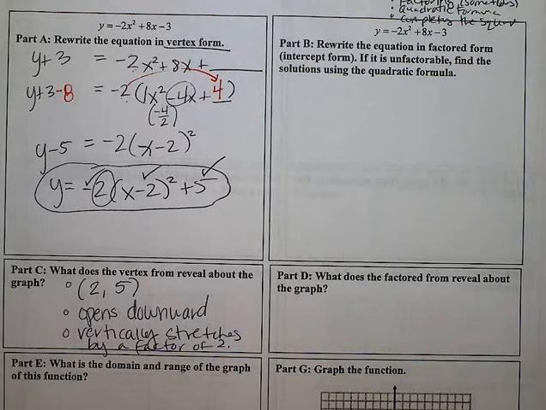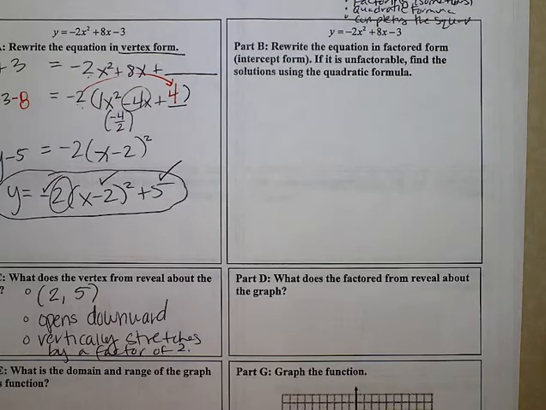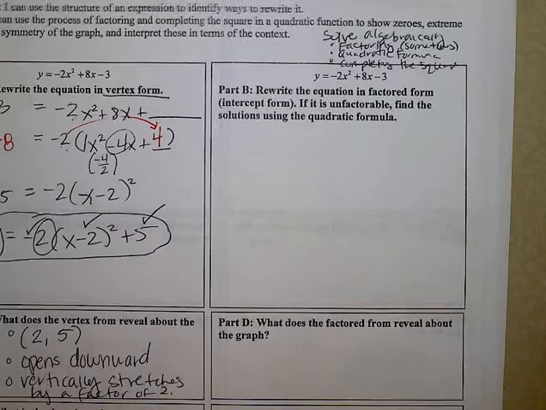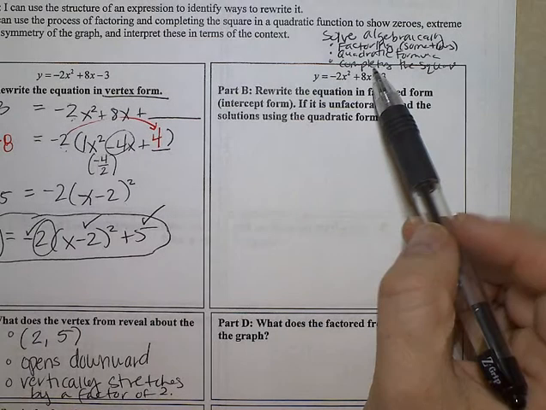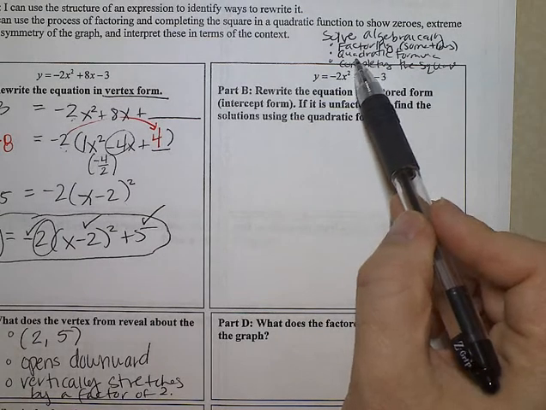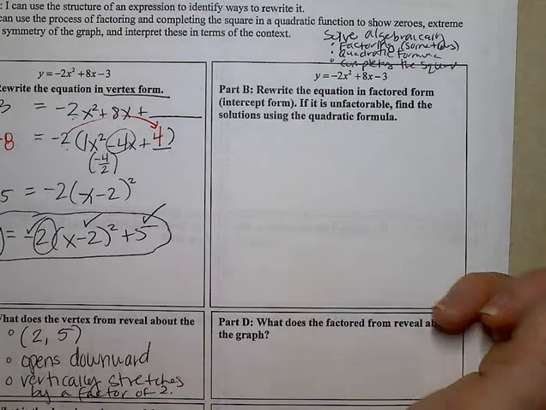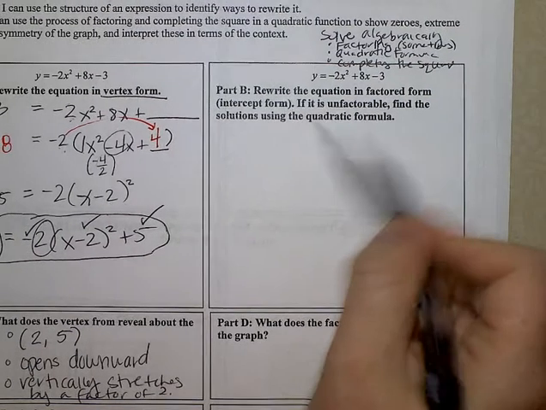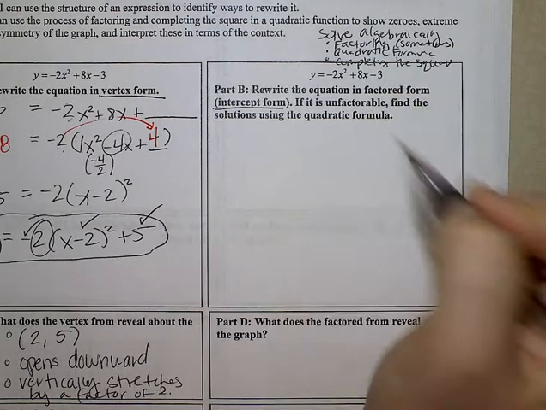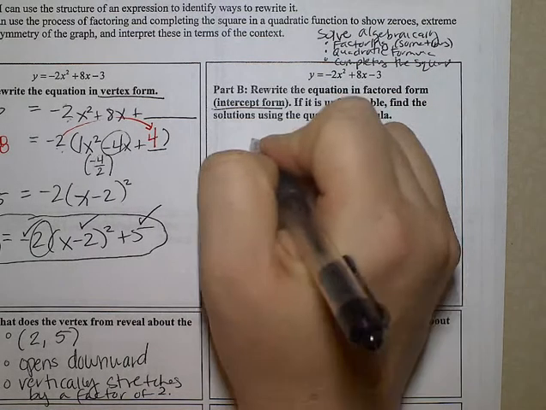Okay, we're going to go across and do part B. Out of the 3 methods you have to algebraically solve for x, factoring, using the quadratic formula, and completing the square, factoring is going to be the easiest for most students. So this says put it into factored, also known as intercept form, if possible. It's not always possible.